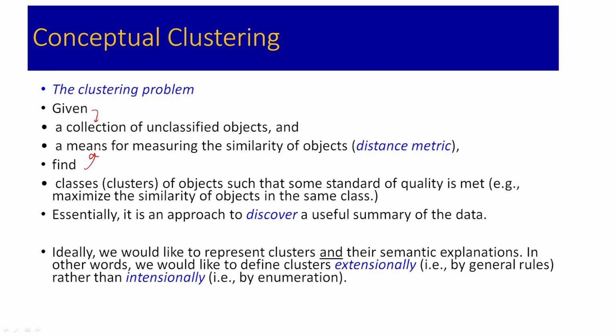Clusters of objects are formed such that some standard of quality is met. What is the standard of quality? Like maximization of similarity between objects in some class, or you can find the distance between these different points. Ideally, we like to represent clusters and their semantic explanations. We like to define clusters by certain generality rules, not by numerical rules. Remember this. We do not want enumerations. We want some general rules for the clusters.